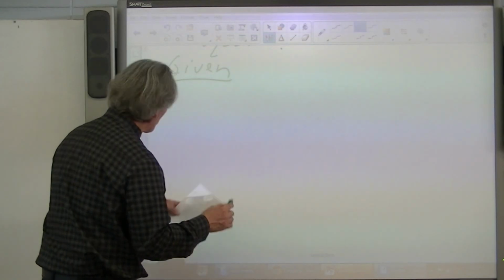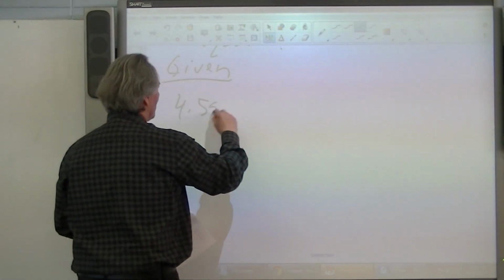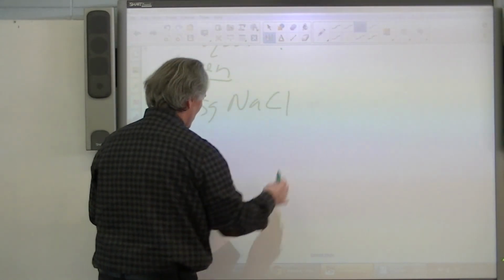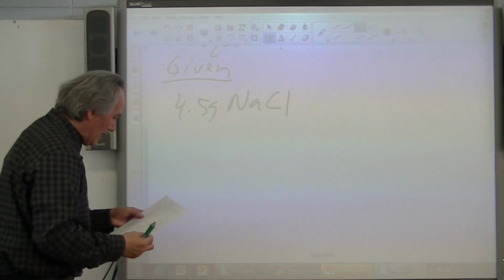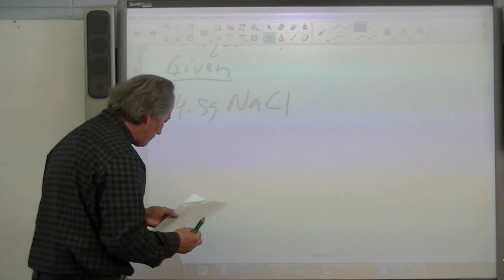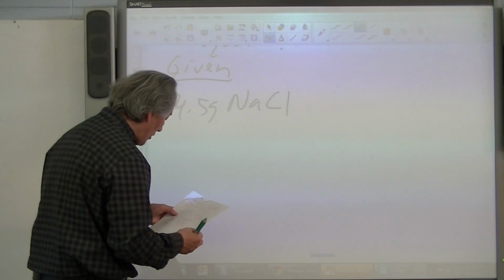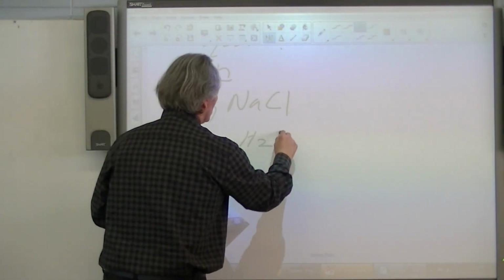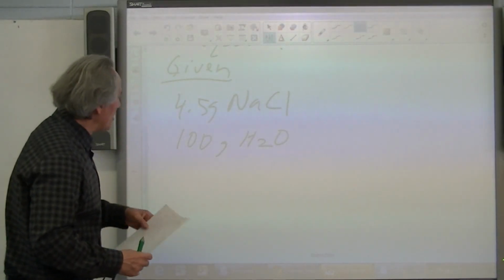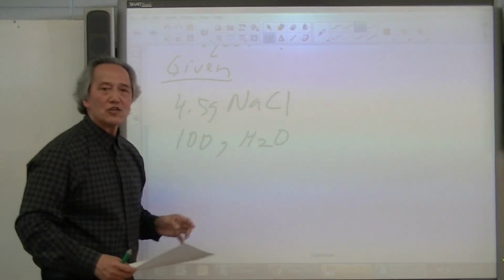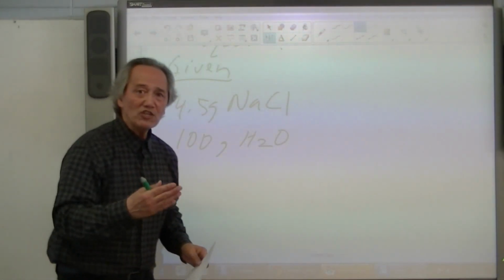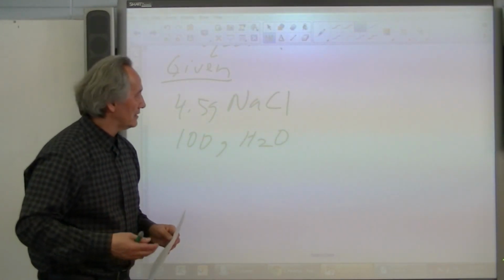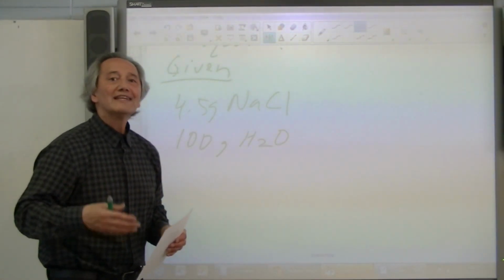Given information, we were given 4.5 grams of sodium chloride. Note that this is our solute. And it was also provided for us was 100 grams of H2O. Now note that this is our solvent. And the expression of molality, in fact, is the relationship of moles to kilogram solvent.